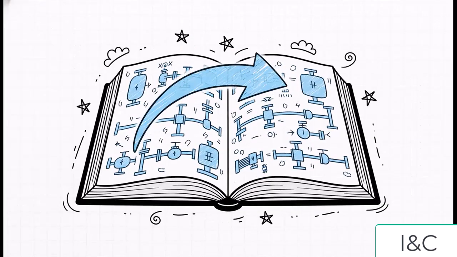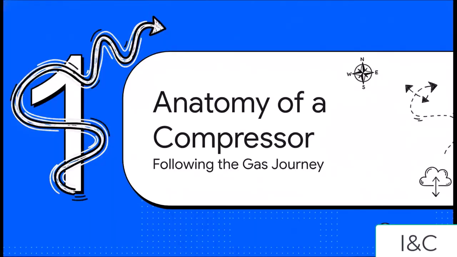And here's my promise to you. By the end of this, you won't see a mess of lines anymore. You'll see a story. The story of a gas's journey through this whole system. So, let's get into it. To make sense of all this, we're going to approach this P&ID just like a map. We're going to follow the path of the gas as it moves through the entire compressor loop from the very beginning to the very end.